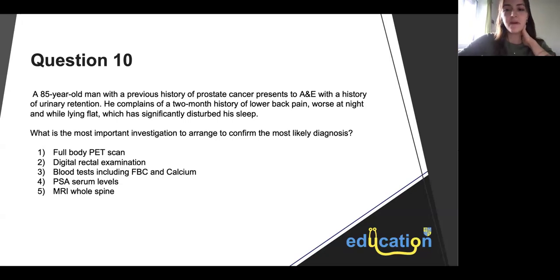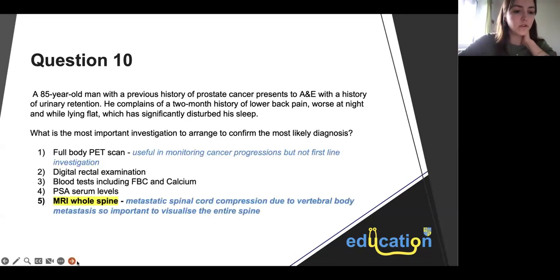Okay. Yep, again, everyone got the correct answer. So I think this is quite a straightforward STEM and presentation. So this is obviously a metastatic spinal cord compression. This patient's got a background of cancer, is coming in with urinary retention. So this suggests obviously cauda equina syndrome. And they've got a background of the red flag back pain symptoms.